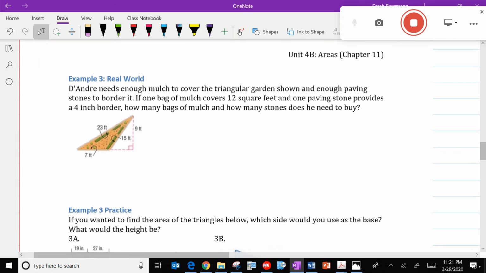All right, this is a challenge problem for you guys. If you would like to pause the video and try it on your own, that would be awesome. I'm going to go over it with you.